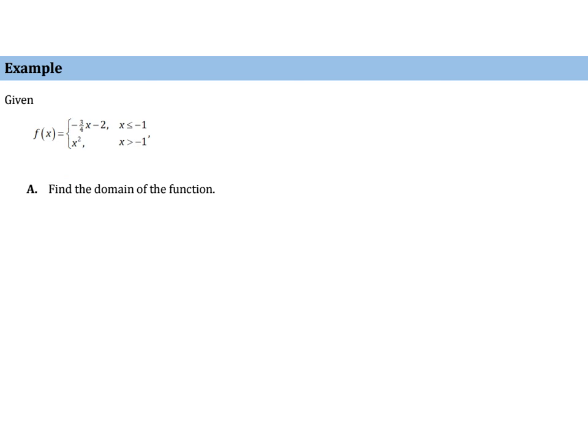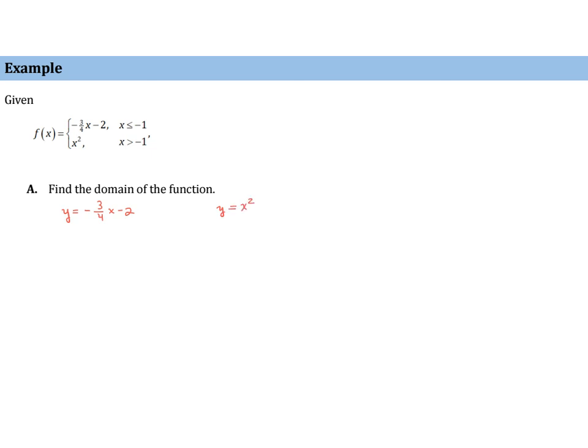So here we are given a function f, and it is defined in two pieces. We are to find the domain of the function. The best way to think about this is to split it up into each piece. So let's look at them separately. We have y equals negative 3/4 x minus 2, and then we have the equation y equals x squared.